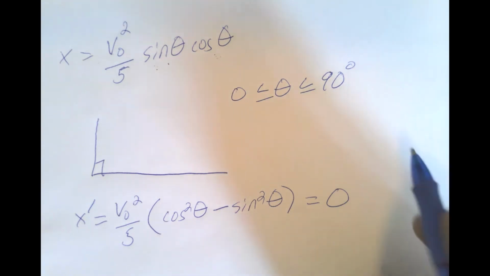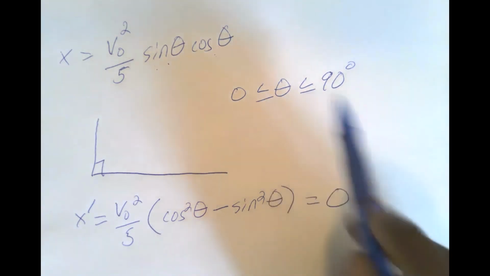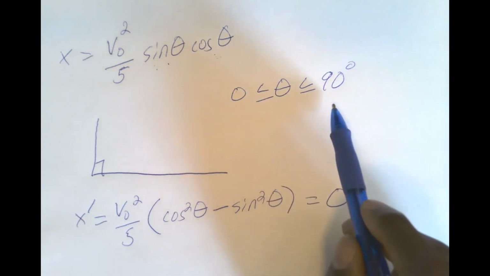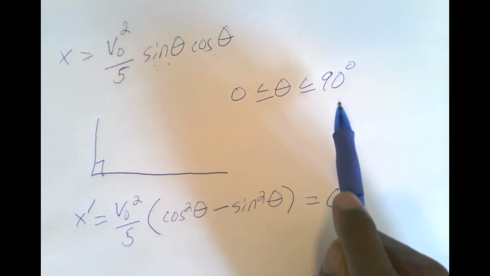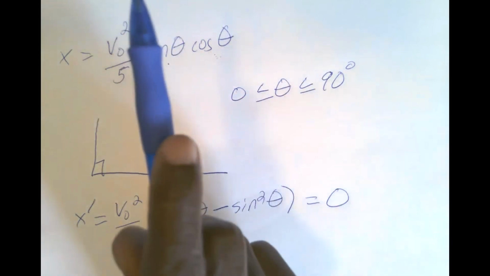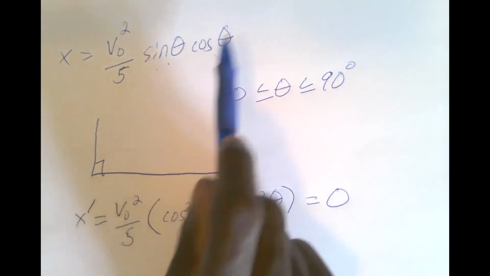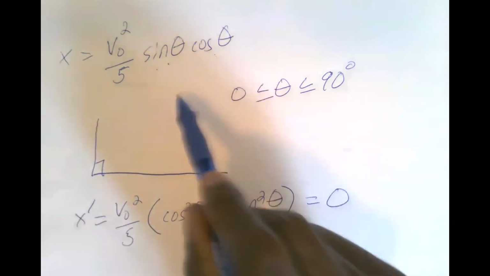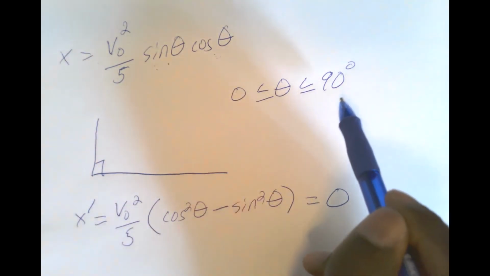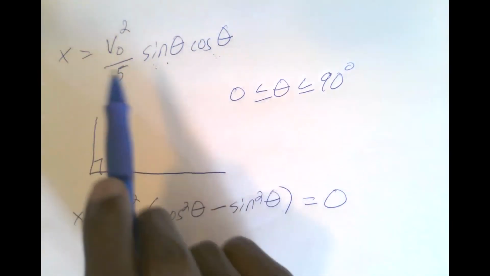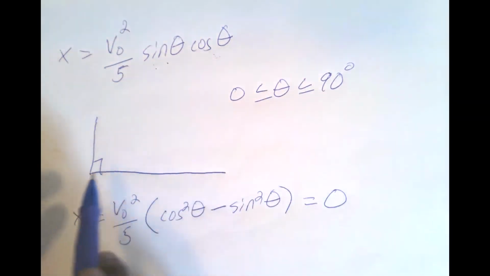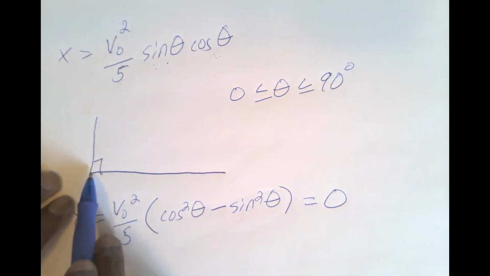Now, if we think about it, our endpoints here are 0 and pi over 2, or 0 and 90. Sine of 0 is 0. That's going to make everything 0. Cosine of pi over 2 or 90 is 0. So that's going to make everything 0. So from the endpoints, this function equals 0. And it's easy to think about. If I throw the ball at a 90-degree angle, it's going to go straight up and come straight down. So it's going to travel a horizontal distance of 0.